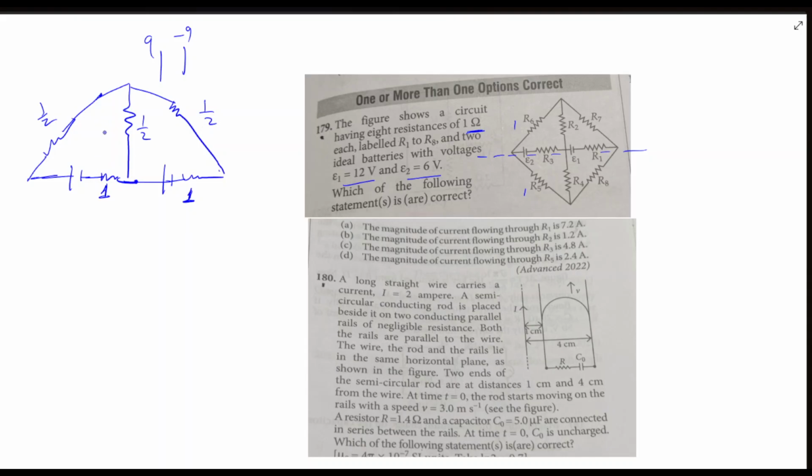Now we can use Kirchhoff's law. So in R1 we'll say the current is I1. Okay, current is I1. So in this it will also be I1, right? And in R3 we'll say the current is I3. So this is I3. Okay, so in this I1 and in this I3, so in this it will be, let's say, I1 minus I3. This is at 12 volt and this is at 6 volt.